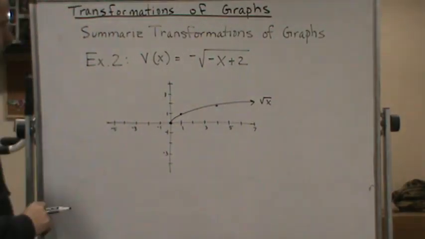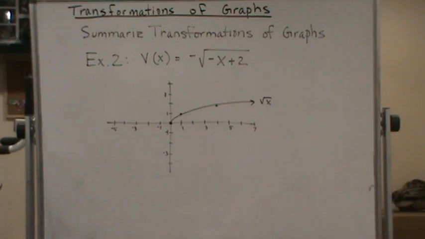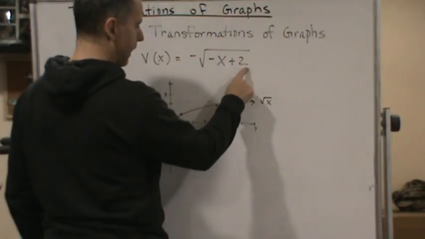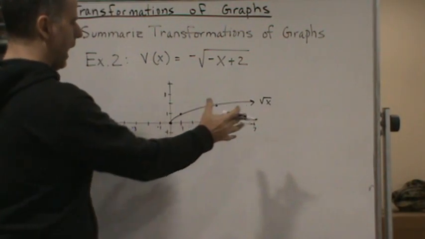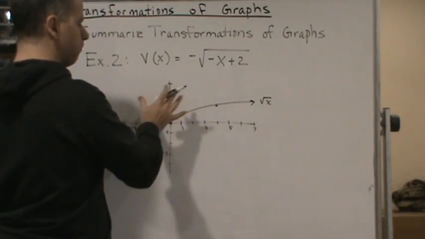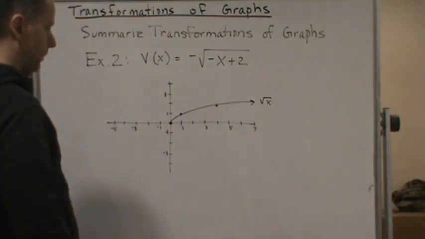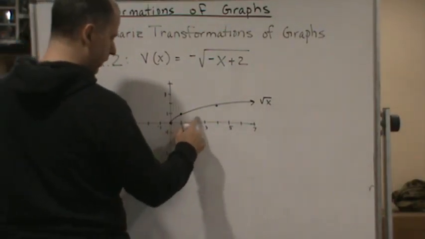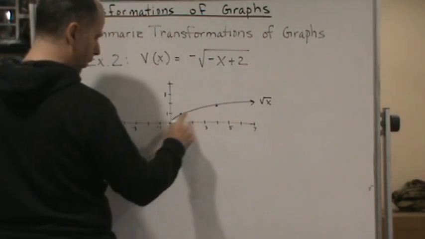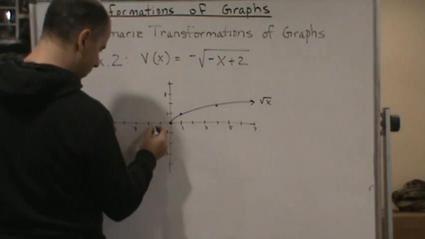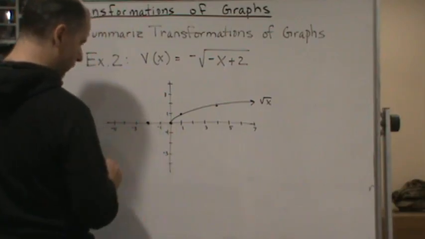by using transformations. So again, the first thing we're going to do is the horizontal translation, which is going to be this +2 on the inside. So that means this graph, square root of x, is going to be shifted 2 units to the left. So all these points, 0, 0, 1, 1, and 4, 2, are all going to be moved to the left 2 units. So the 0 is going to go to -2.